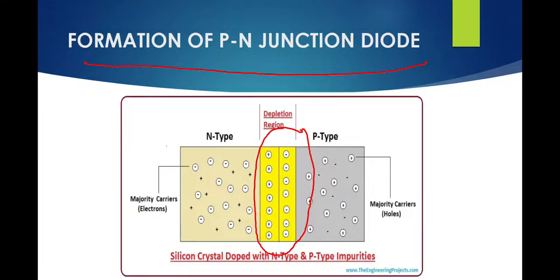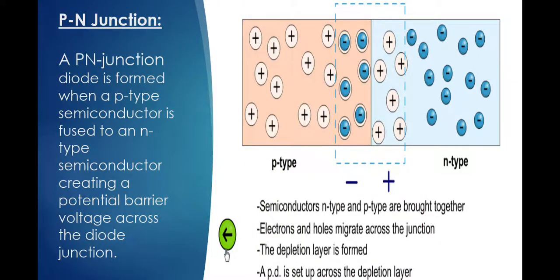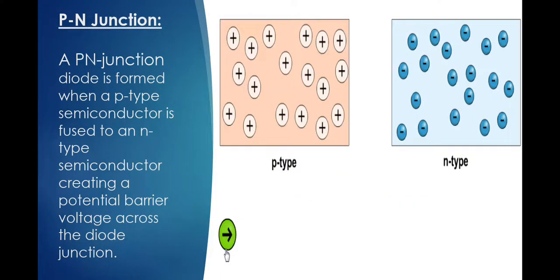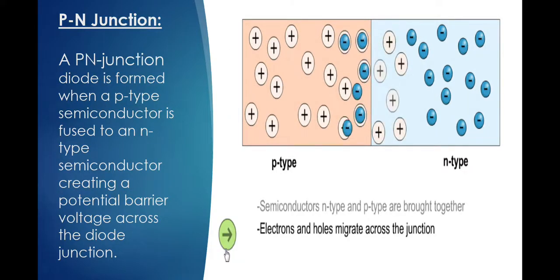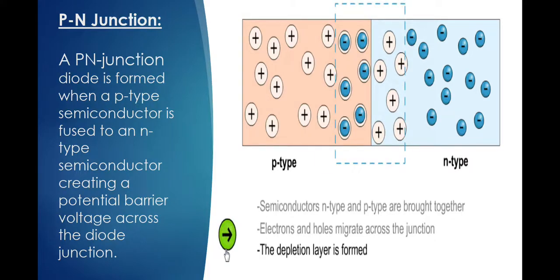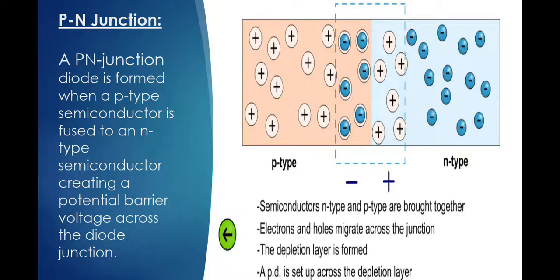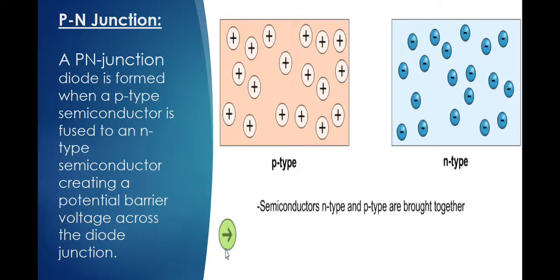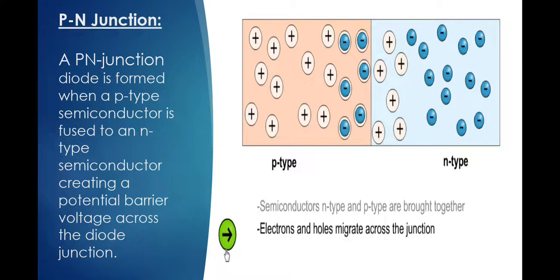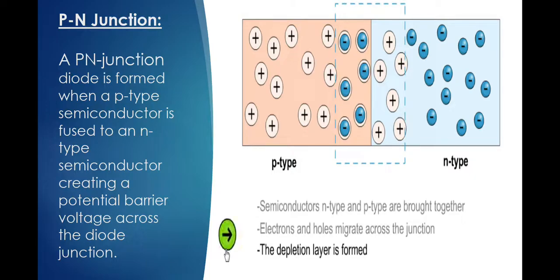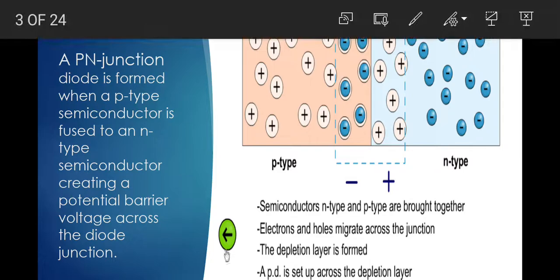Hope it's clear to you. Let's see an animation about this. See, some negative charge from the n-type will go to the p-type, and in the vacant space positive charge has come and formed a depletion region. Negative charge goes to p-type and positive charge goes to n-type, and a depletion region forms, and that depletion region helps to fuse the p-type material and the n-type material, and because of that a PN junction diode is formed. Clear?